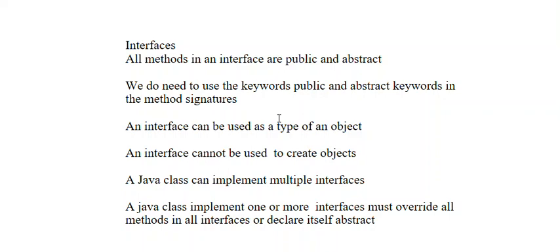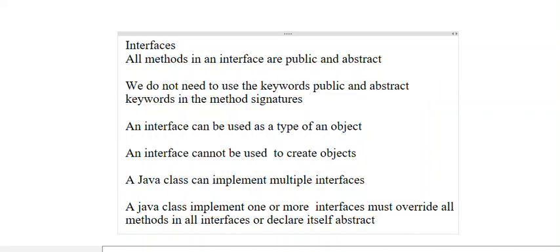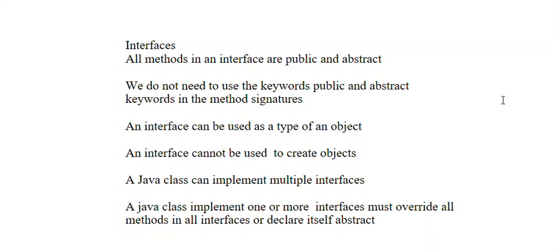interfaces. First thing is that all methods in an interface are public and abstract by default. That is why we do not need to use the keywords public and abstract in the method signatures, because by default they are that, so we don't need to put those in there. An interface can be used as a type of an object, because a type only declares what method signatures are there to be implemented. But an interface cannot be used to create objects, because to create an object you need to have a behavior, which interfaces do not have.